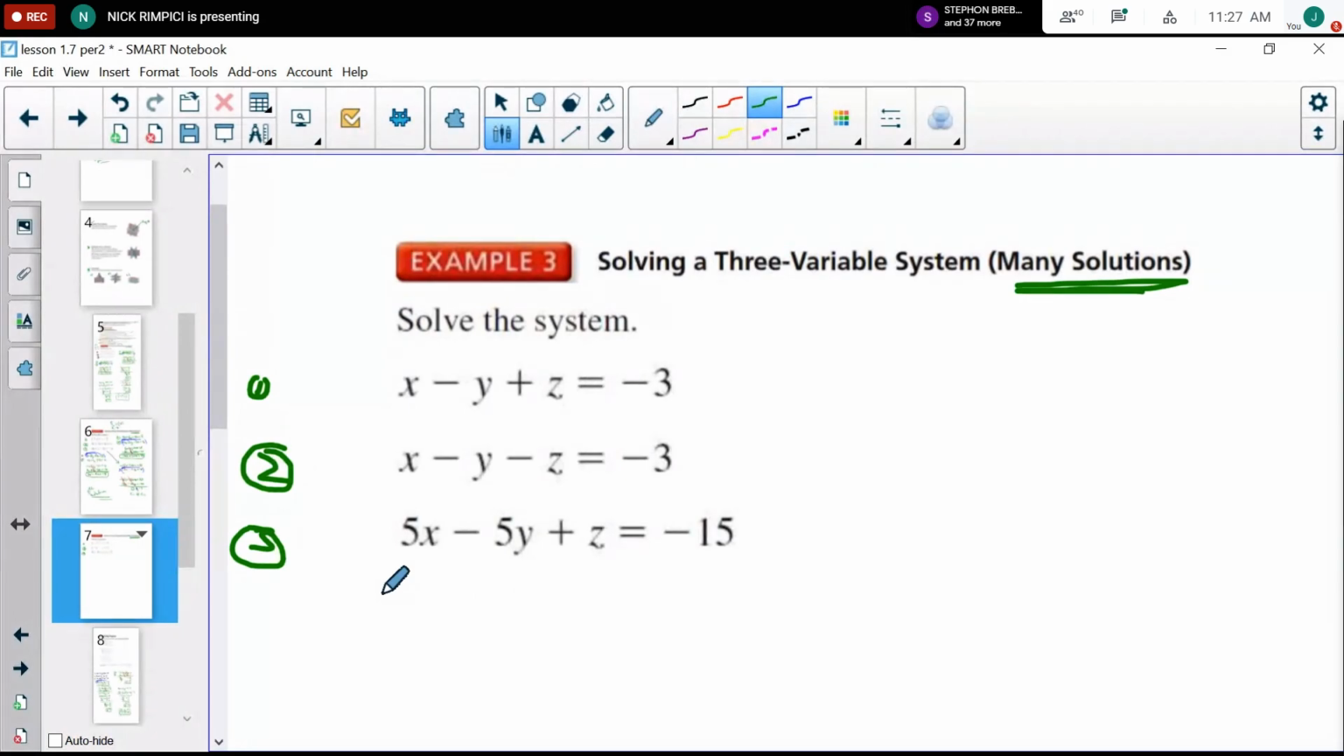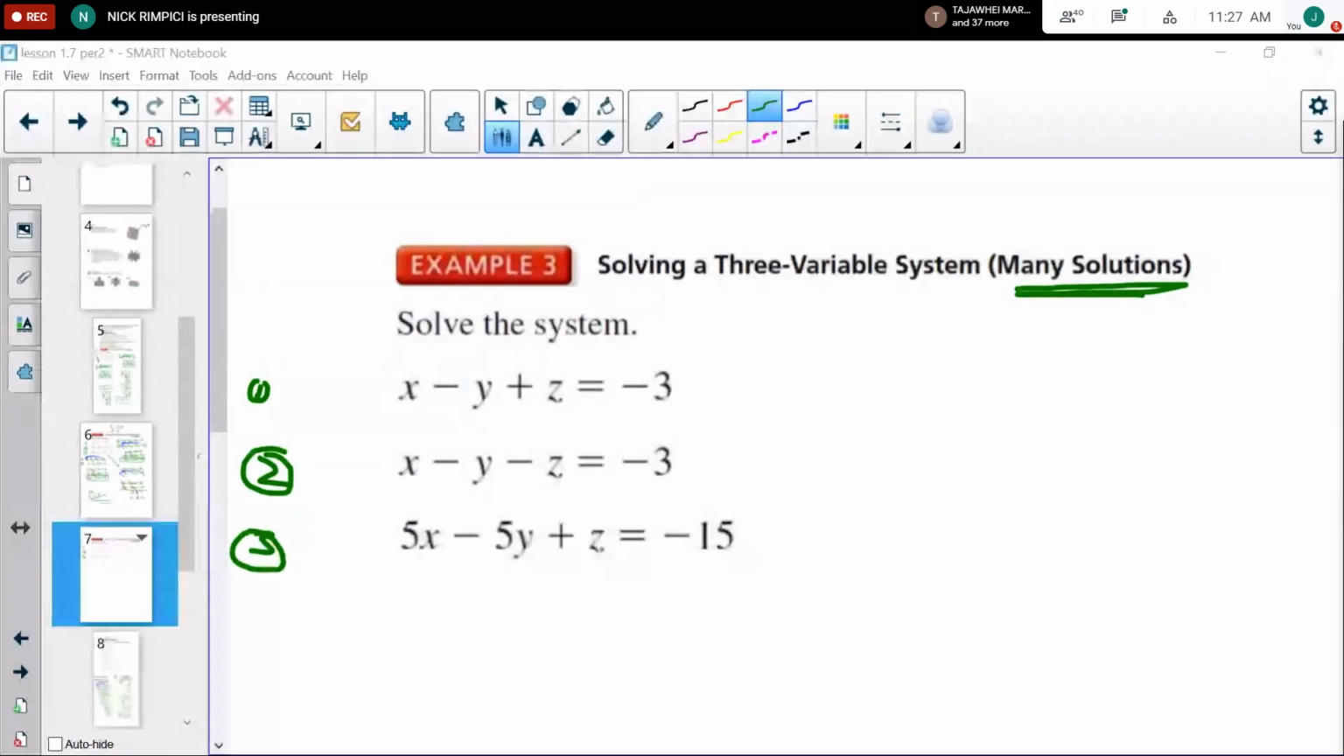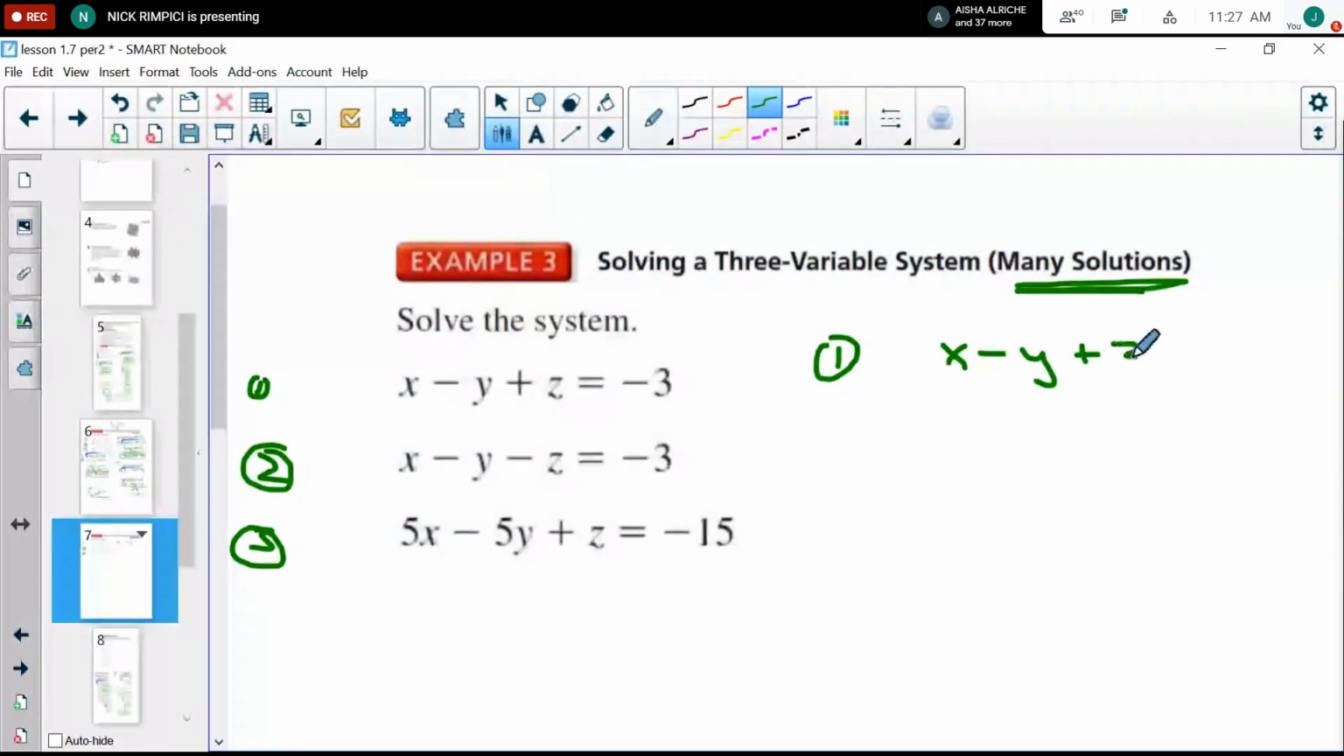You can select which ones you want to work with. Anybody want to just throw out an equation? What do you guys want to work with? 1 and 2? Okay, let's do it. So equation 1 is x minus y plus z equals -3. Good choice, by the way. And the other one is x minus y minus z equals -3. They almost look identical. There's a subtle difference there, though.